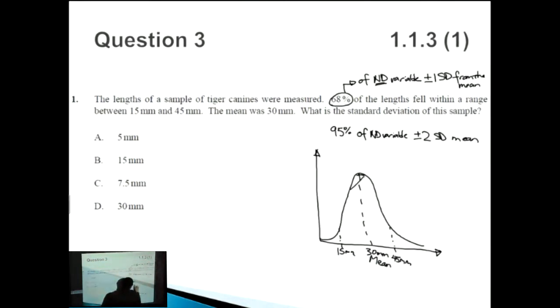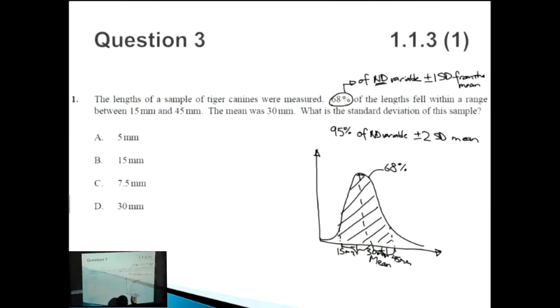And we know that this portion here represents what percentage of the entire population? 68%. And finally, if we go back to our definition, 68% of the normal distribution variable comes within plus or minus 1 standard deviation from the mean. We know that this is the plus 1 standard deviation. This is the minus 1 standard deviation, from here to here.